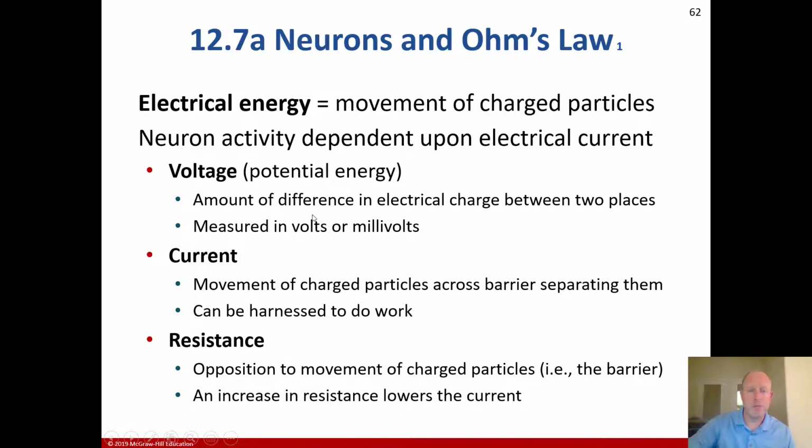Voltage is potential energy, the amount of difference in electrical charge between two places. It's measured in volts or millivolts. The current is the movement of charged particles across the barrier that separates them, and it can be harnessed to do work. Resistance is any opposition to the movement of the charged particles, like the barrier, and an increase in resistance lowers the current.